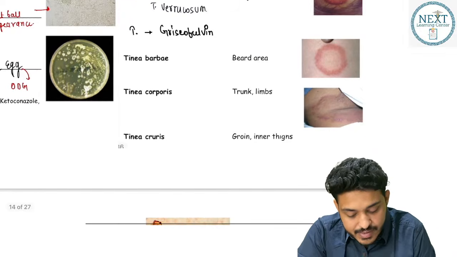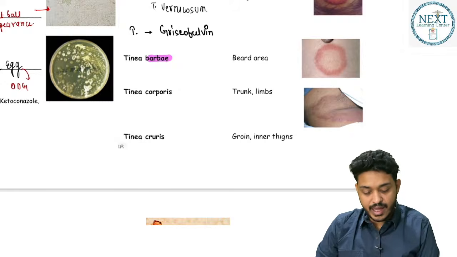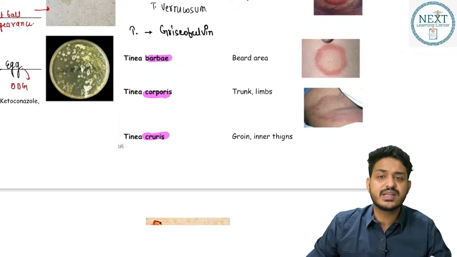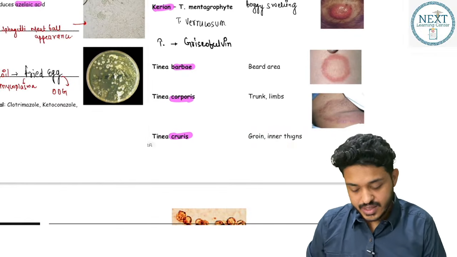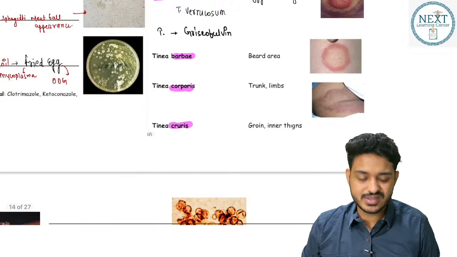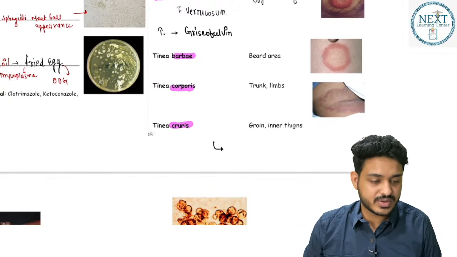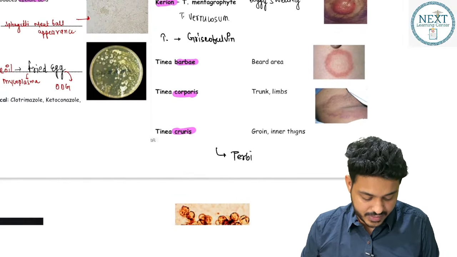You can have tinea infection on the beard. This is known as tinea barbae. You can have it on the body. Corporis means body. Cruris means hidden areas. These are going to be your groin or inner thighs, right? So these are the tinea cruris, pedis, and corporis, depending on the location we call it, right? And the drug of choice for these particular ones is going to be what? Terbinafine.